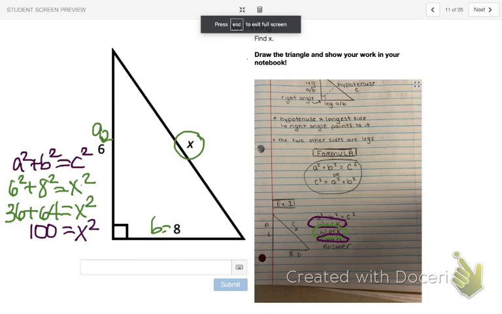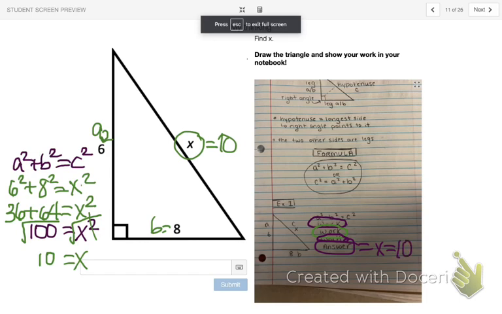Okay, and then my final thing is I need to use the inverse operations to get rid of that square. If you guys remember from the video on Thursday, Friday, this is what we talked about. We're going to take the square root of both sides. By taking the square root of both sides, that squared cancels out, and I'm left with x. And then the square root of 100 is actually equal to 10. So my hypotenuse is equal to 10. Okay? So my last piece is where the answer is. My answer is x equals 10.